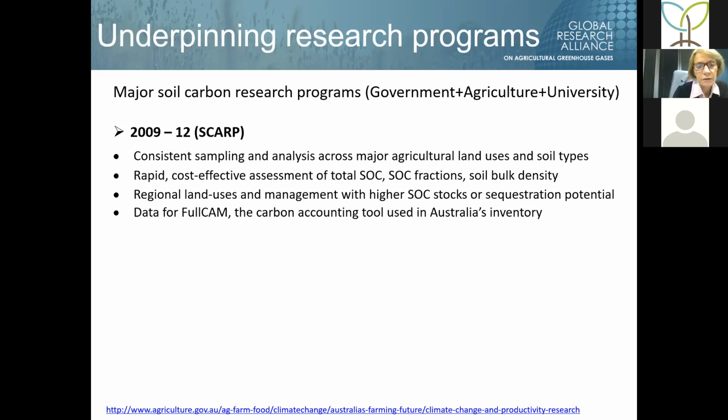So from 2009 to 2012, the Soil Carbon Research Program looked particularly at sampling and analysis issues across major agricultural land uses and soil types to get some standardisation. They aimed to develop rapid, cost-effective assessment of total soil organic carbon, but also the fractions and soil bulk density that are needed to understand the change. Regional land uses and management were examined to identify where higher soil organic carbon stocks or sequestration potential were, to target where to undertake management. And this data and understanding fed into both our national inventory through the FullCAM model, a biophysical model with a soil component based on RothC, and also into the development of the method.